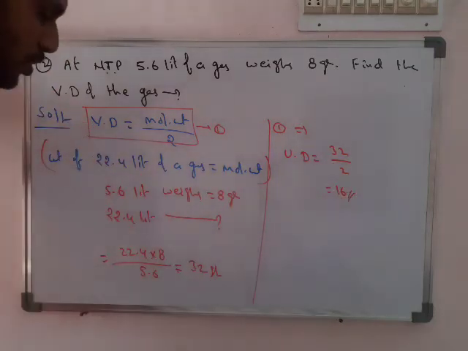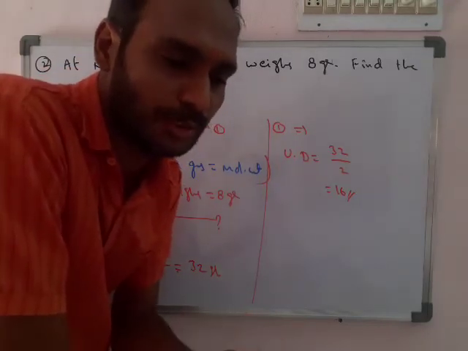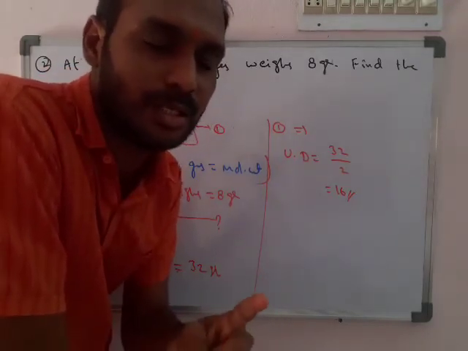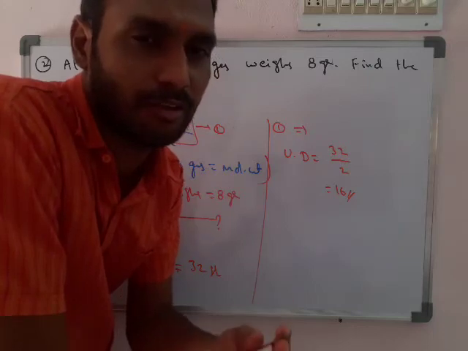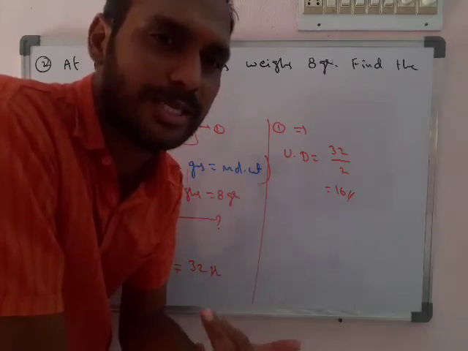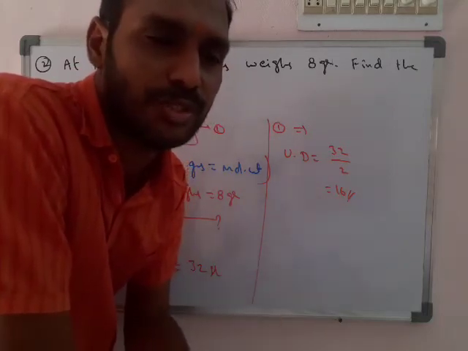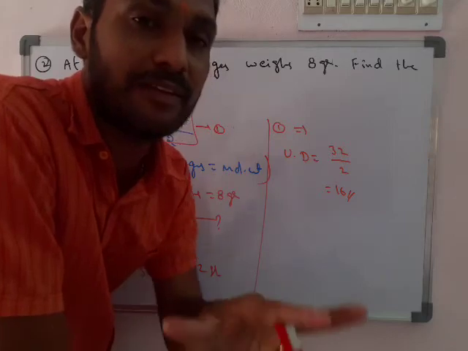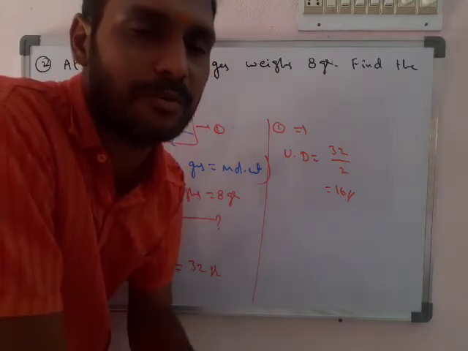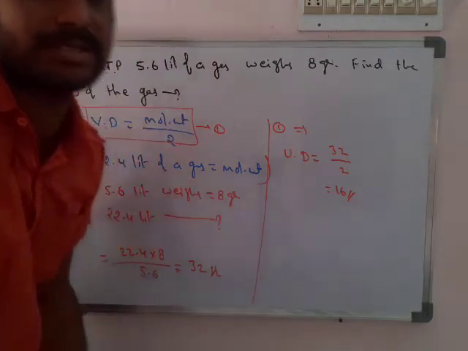Okay, 16. Otherwise, we can give another definition of vapor density. The actual molecular weight is the weight of 22.4 liters of gas. In the same way, for vapor density, what is the other definition? The mass of 11.2 liters of gas is also treated as vapor density.